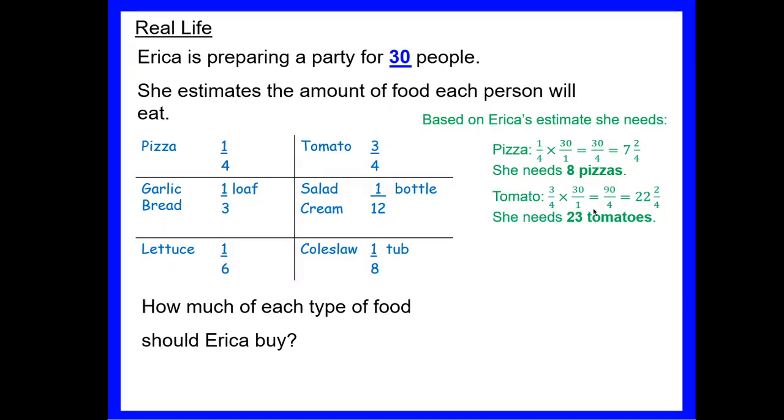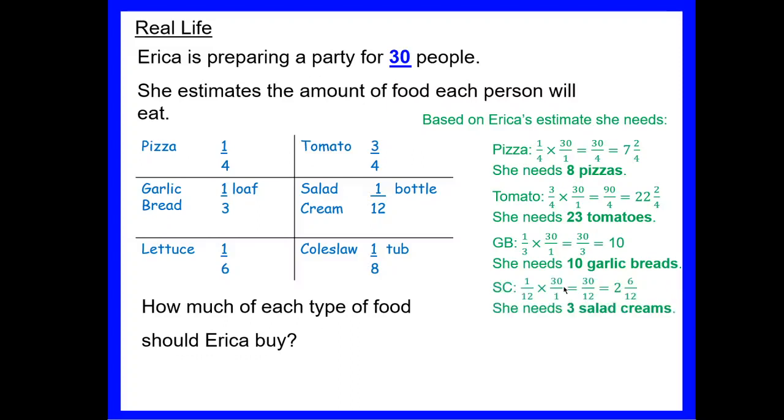Okay, for the tomatoes then, so 3/4 of 30. So 3 times 30 is 90, 4 times 1 is 4, and 4 goes into 90 22 whole times, with 2 out of 4 left over. So again, we need to round up. She will need 23 tomatoes. For the next one then, garlic bread, a third per person, so a third times our 30 gives us 30 over 3. 3 fits into 30 10 whole times, so she can buy 10 garlic breads.